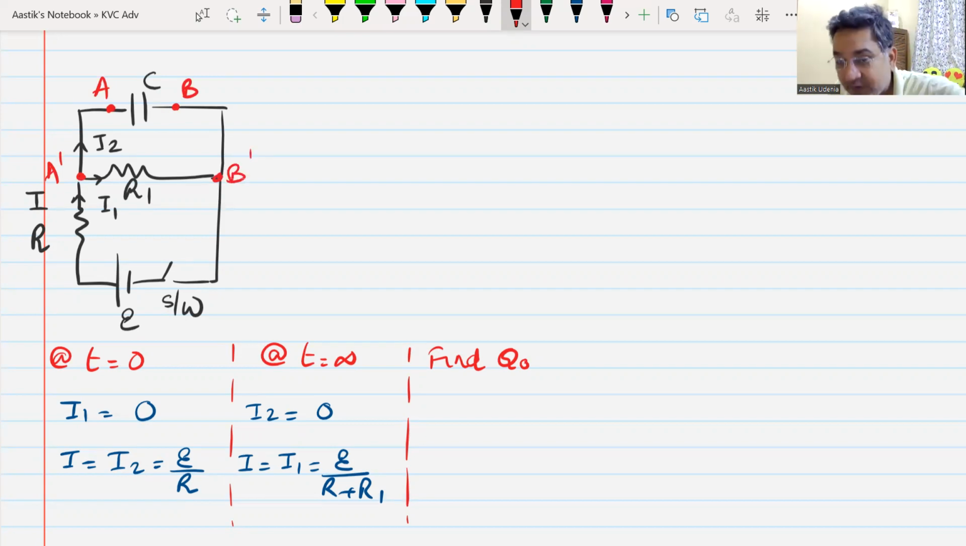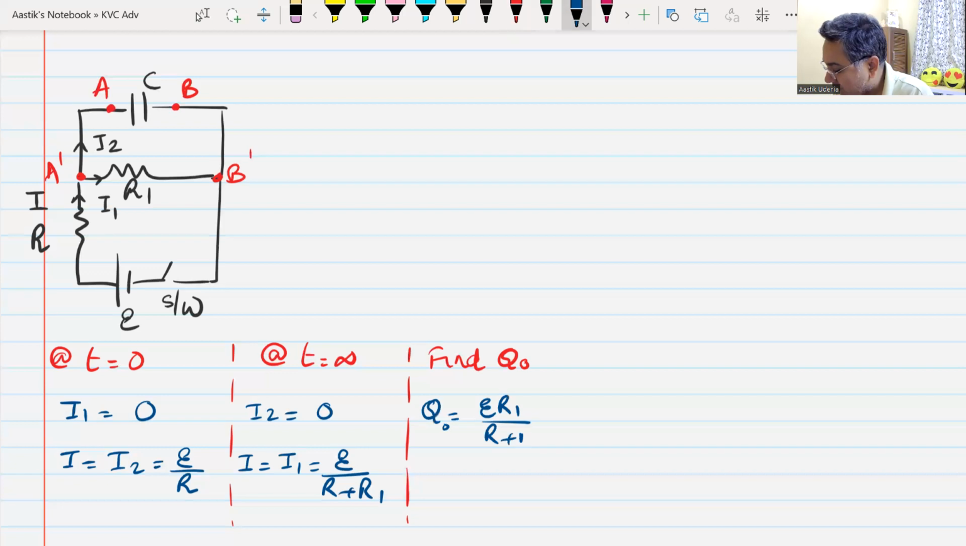After a long time, what is the potential difference between A dash B dash? I1 R1. And that multiplied by C would be your steady state value of charge. So what is the steady state value of charge? Q naught will be equal to E into R1 divided by R plus R1, times C.